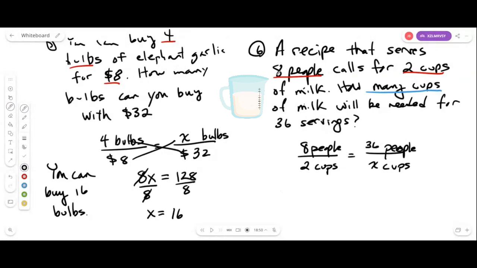Okay, we also could have said here 8 servings over 2 cups. Okay, so now we cross multiply. 8 times X is 8X. 36 times 2 is 72. Divide by 8. Divide by 8. And 72 divided by 8 gives us 9. So the answer to the question is we need 9 cups of milk.